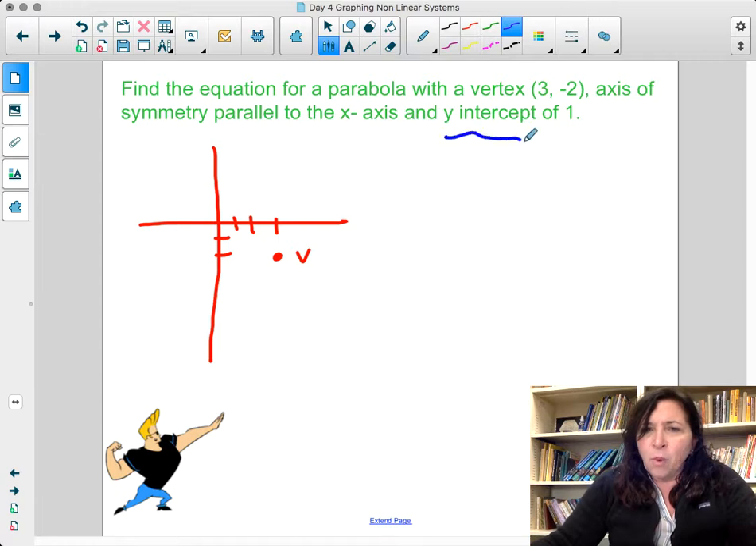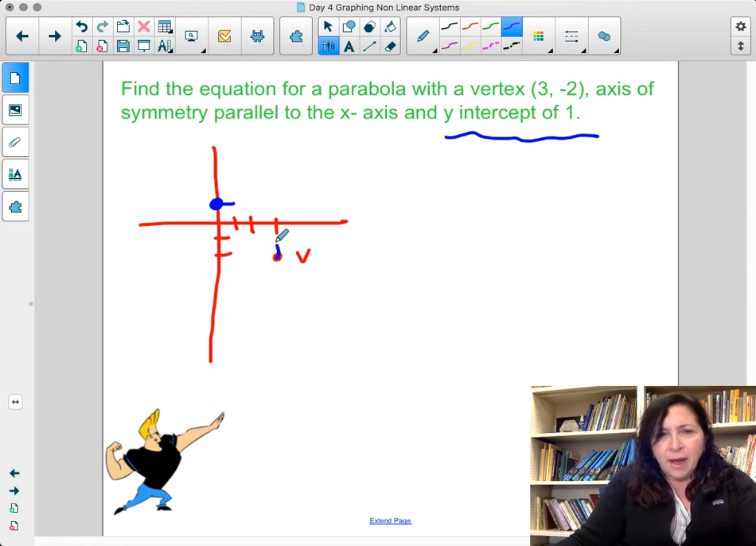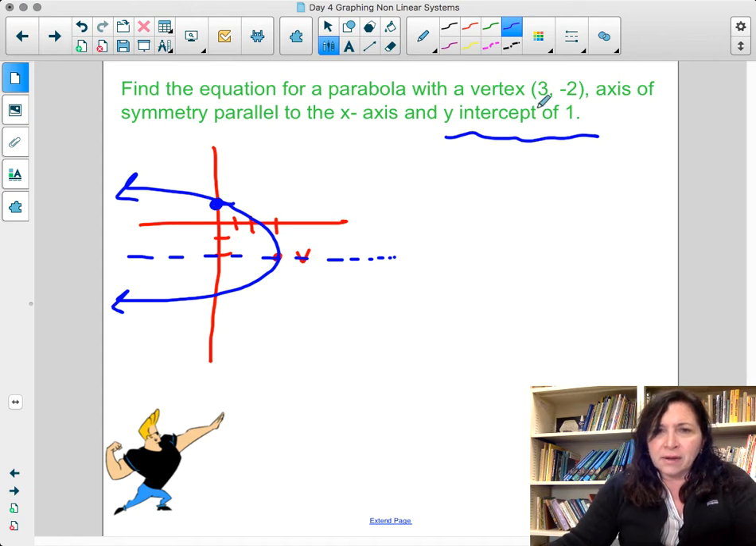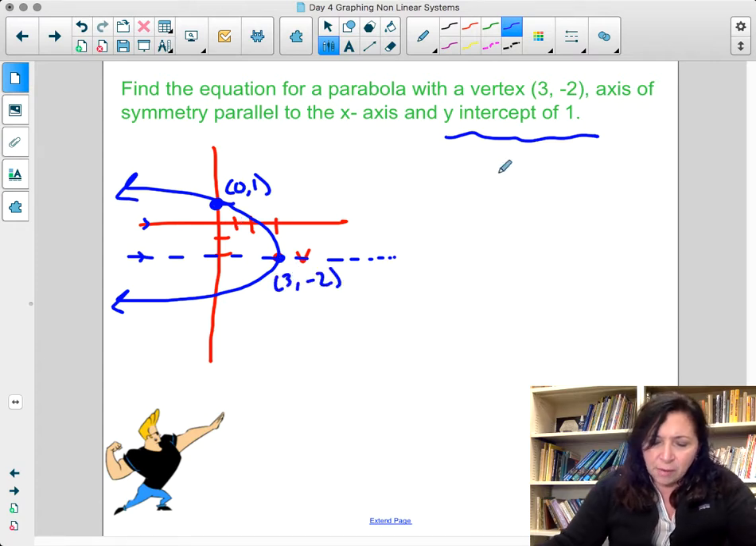And I have a y-intercept of 1. So that means that my graph, see there, has a y-intercept of that. So my graph is going to cut across like this. See that? So that's part of it because of the y-intercept being 1. And now, see this? I have an axis of symmetry that's parallel to my x-axis. Okay, so far so good. So we know that this point is (0, 1). We know our vertex point is at (3, -2). So we have enough to come up with an equation.